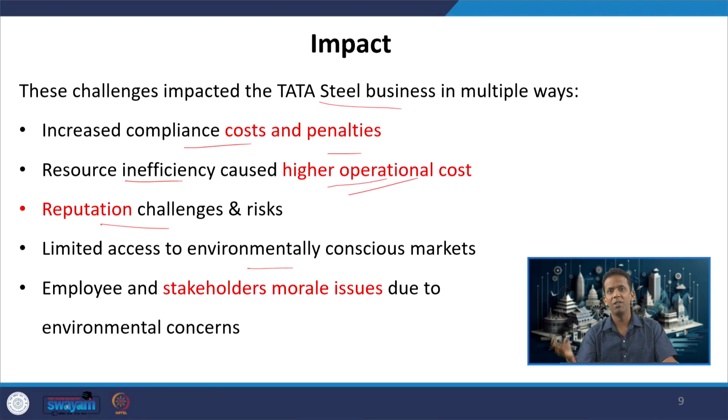So, if the limit is set to 1.6, then these products having more than 1.6 ton CO2 emissions will not qualify for those markets. Then there are moral issues for employees and stakeholders due to increasing environmental concerns. So, now with this background, what did Tata Steel decide to do?